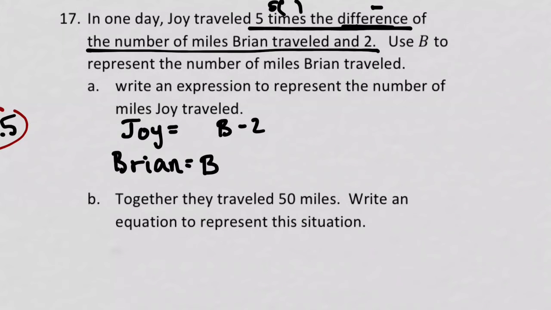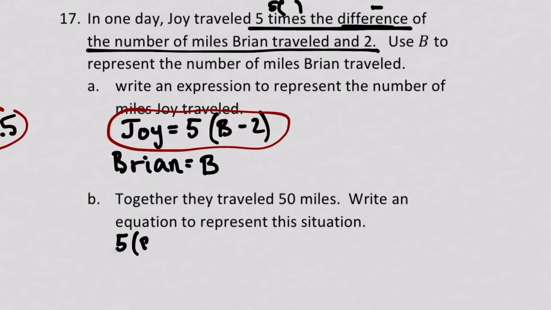Joy traveled 5 times that, so I'm going to take that b minus 2 and multiply it times 5. 5 times the difference between the number of miles Brian traveled and 2. There you go. That is the expression for Joy. Now next, part B, together they traveled 50 miles. So I need to add them together, right? So Joy, which is 5 times b minus 2, and Brian, which is b, together adds up to 50.